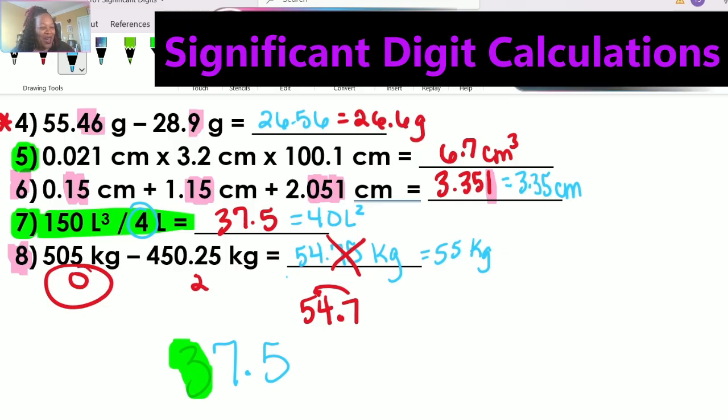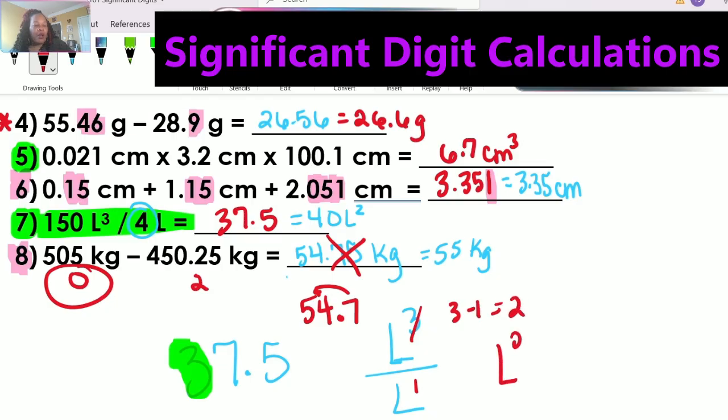Oh, it's okay, Lo. I got you. Oh, why L square, very good question. If you have a cube up top and 1 on the bottom, when you subtract 3 and the 1, you end up with 2. That's where the L square comes from.